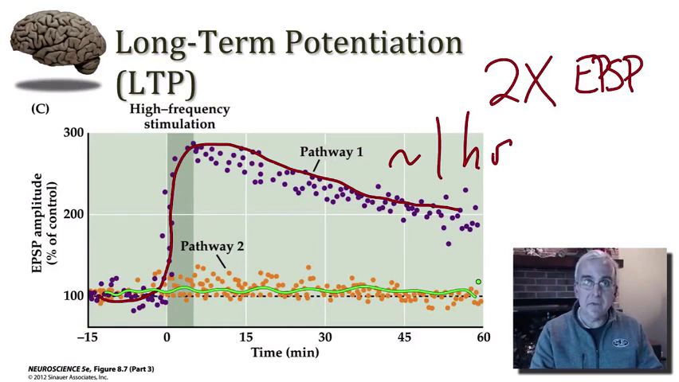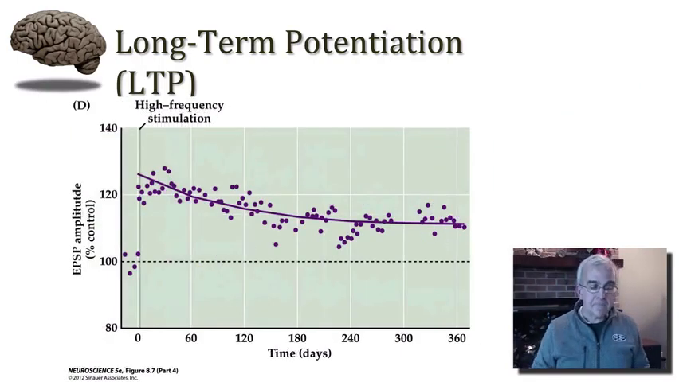Now, these initial experiments were done at a time when slices in a dish could be kept alive for about a day or so. But what one really wanted to know was whether this potentiation might be a mechanism of learning and memory over a much longer period of time. And that required in vivo experiments. And indeed, this has been done.